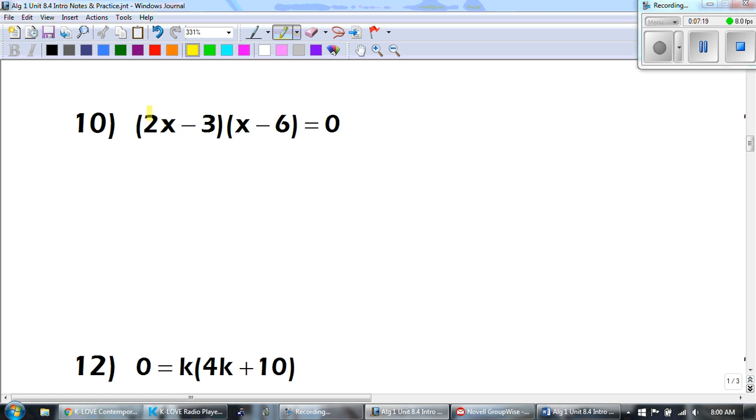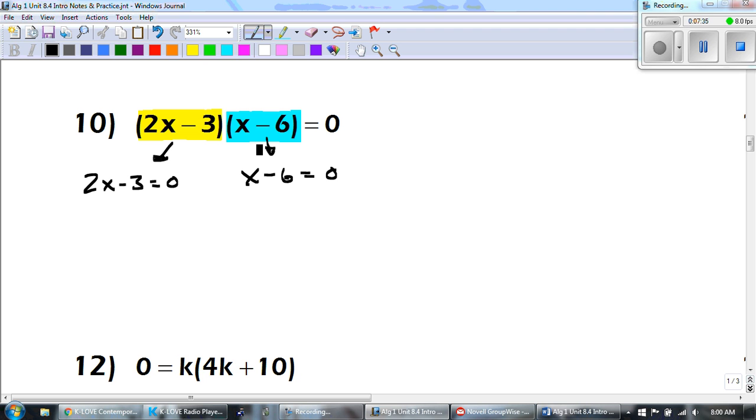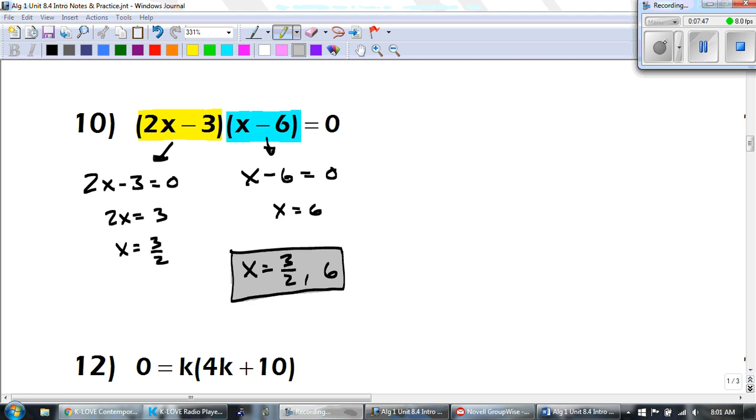Okay, look for your variables. We have 2 of them. So 2x minus 3 equals 0. X minus 6 equals 0. Why don't you guys go ahead and pause the video and see if you can solve both of those on your own. Good luck. Okay, and you should have gotten 3 over 2 and 6 as your answers.